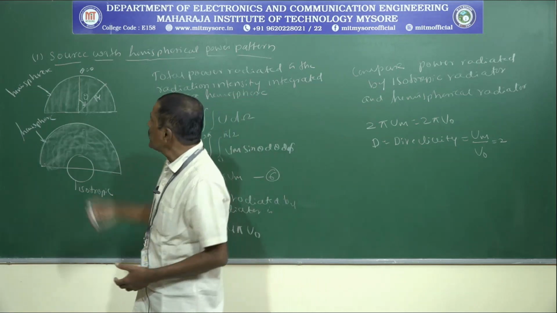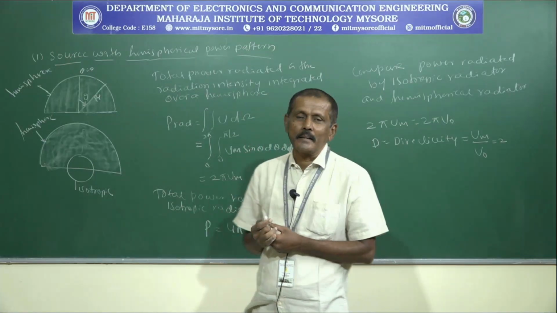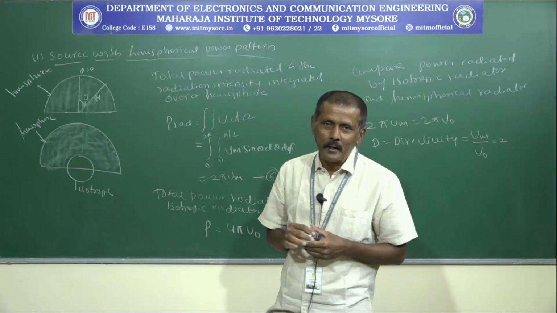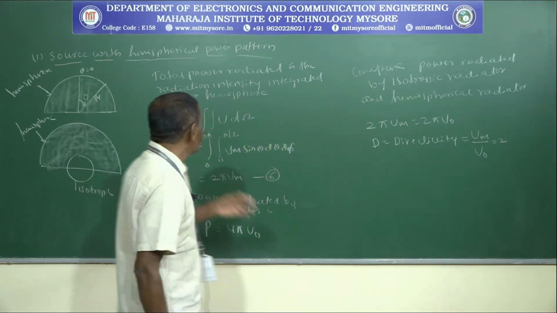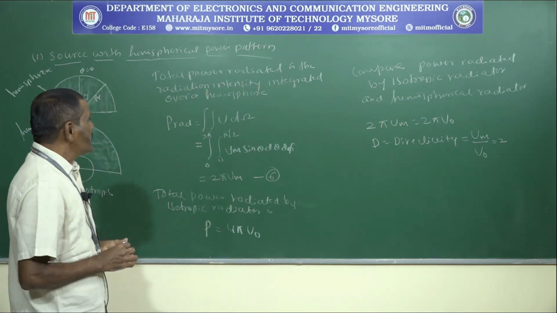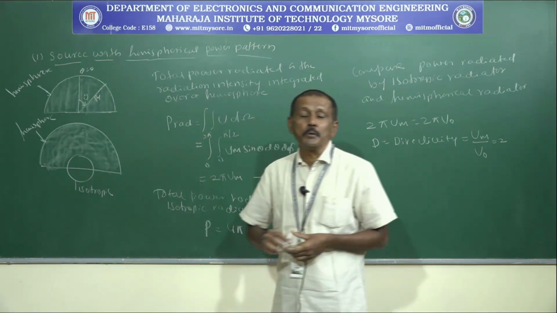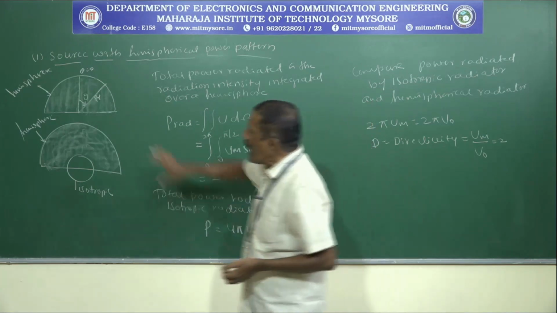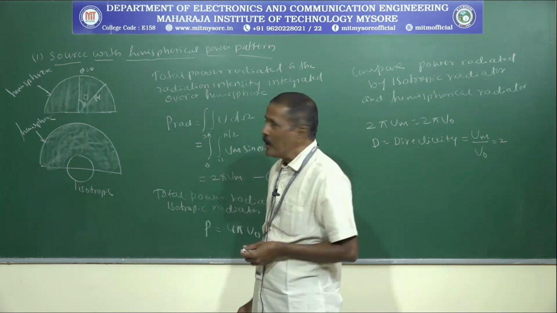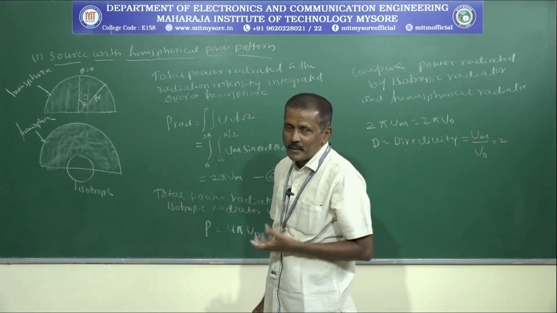Now, the purpose of showing this is that we want to compare the radiation pattern of a hemispherical antenna with an isotropic antenna. To do that, first, the total radiated power is the radiation intensity integrated over a hemisphere. Here also, we want to calculate how much power is radiated in this particular hemisphere. To calculate that radiated power, it has to be integrated over the hemisphere.